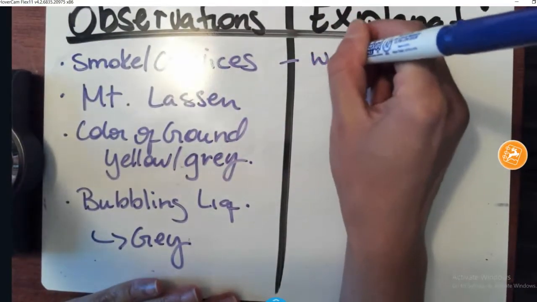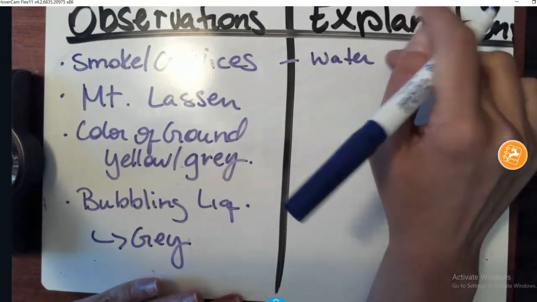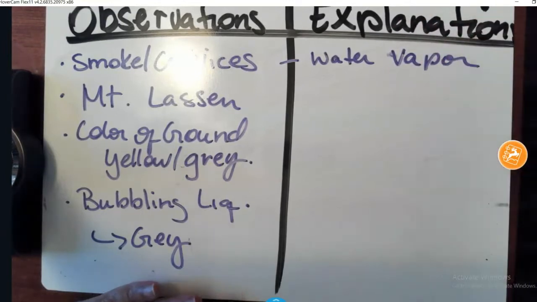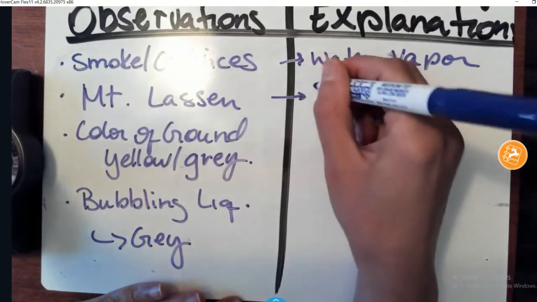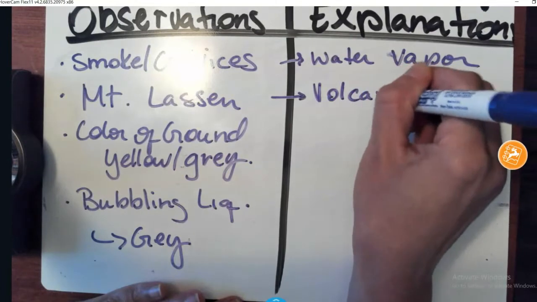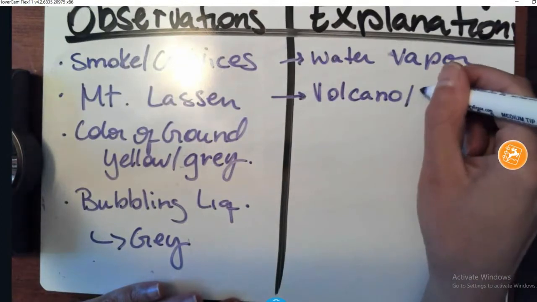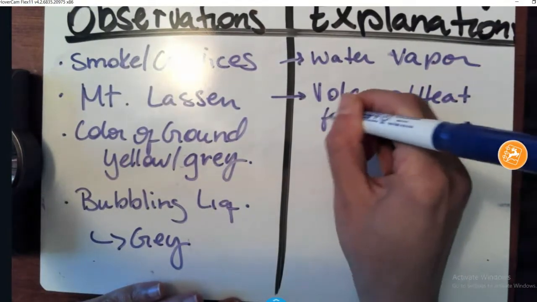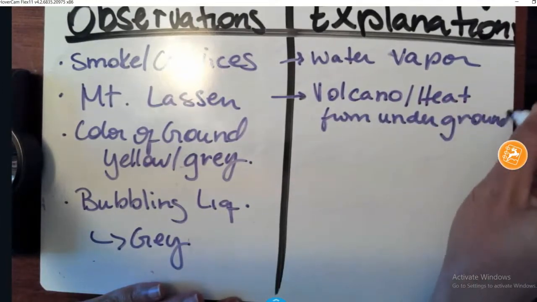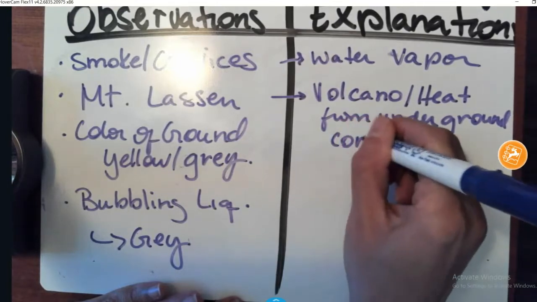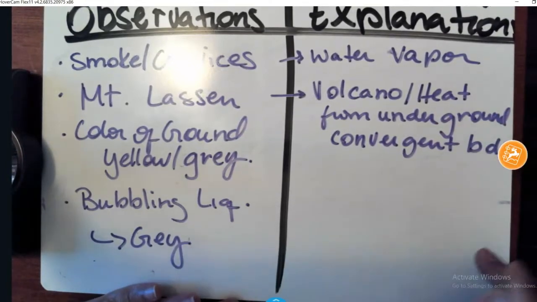probably water vapor that's coming through the crevice, and I'll tell you why I think that's the case. Water vapor. And the reason why I think it's water vapor is because Mount Lassen is a volcano. So the heat must be coming from underground. I also happen to know that Mount Lassen lays in a convergent boundary. I'll just put it here, BD for boundary.